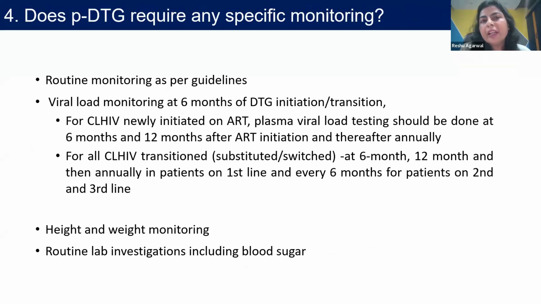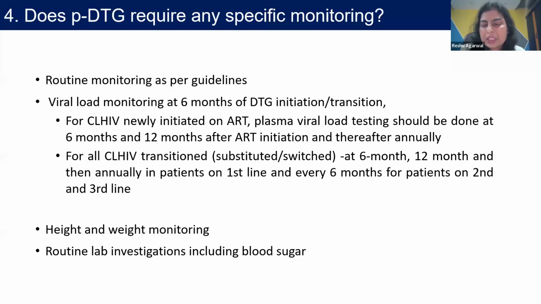Now, does pediatric DTG require any specific monitoring? The routine monitoring has to be done as per guidelines, as was described by Dr. Rohini. Here it is very important to do the initial viral load after 6 months of initiation or transition. Whenever a child is put on a DTG-based regimen, the first viral load after DTG has to be done after 6 months. In all the children who are newly initiated on ART, viral load has to be done at 6 months, 12 months, and then annually.